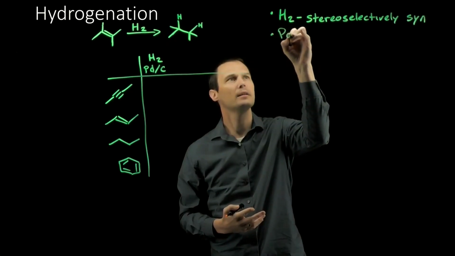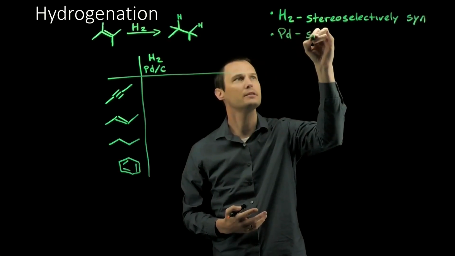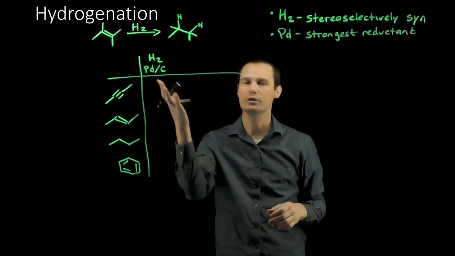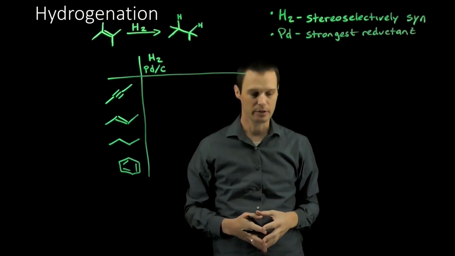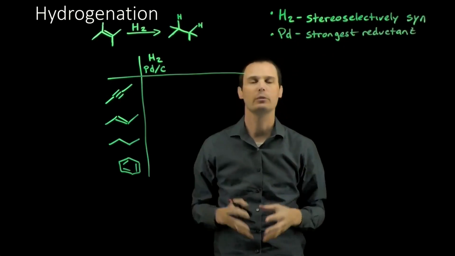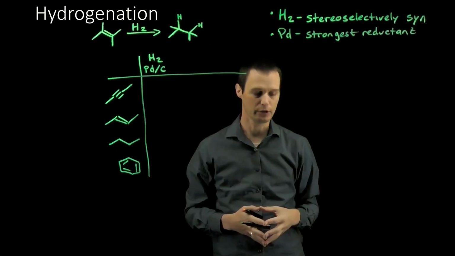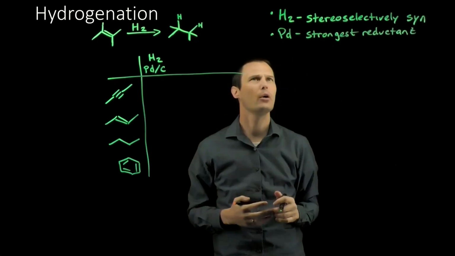The palladium catalyst that we're going to use is the strongest of the reductants that we're going to see today. We're going to see a couple of different reaction conditions that we're going to talk about, and the palladium is the strongest reductant. It will completely reduce all of the pi bonds as far as they can be reduced in that particular reaction. So let's talk a little bit about how this reaction works.